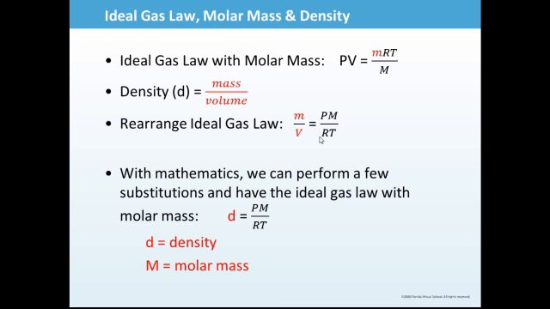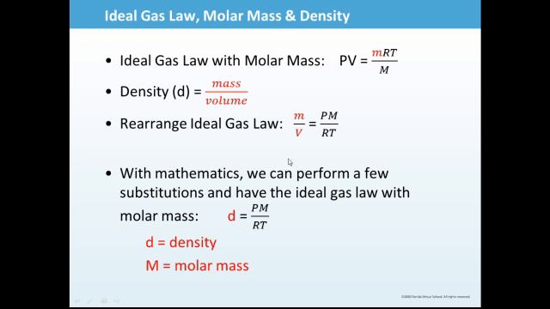We have worked with the ideal gas law. We've worked with the ideal gas law with molar mass. And now we're going to work with density. And we can actually substitute for density mass divided by volume. When we rearrange the ideal gas law, we can get mass divided by volume equals PM divided by RT.